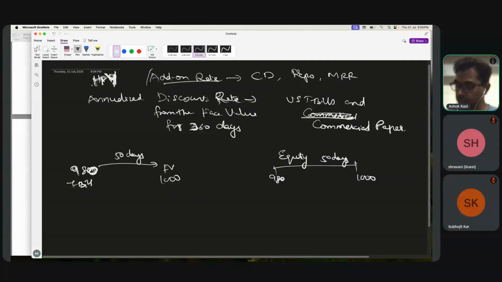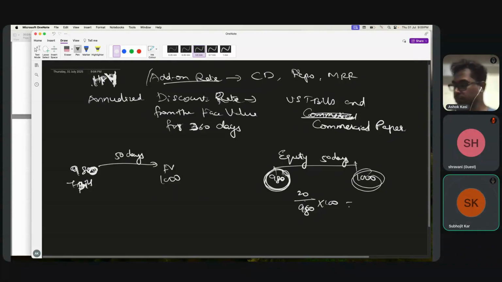Now if I have to calculate for equity, what will I say? I got 20 rupees profit in 50 days. 20 divided by 980 into 100. Initially I knew this value. I didn't know that it is going to reach 1000 after 50 days, but it reached 1000. Now you calculate how much it is coming to. 20 by 980 into 100 is 2.0408%. So this is the profit I have got.